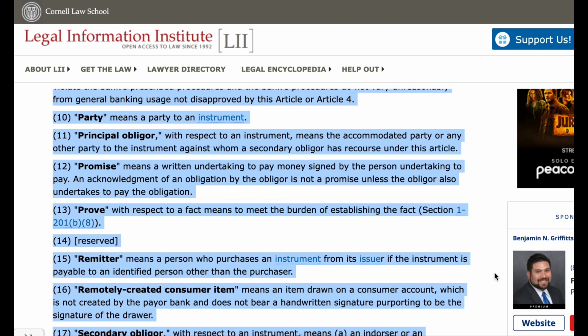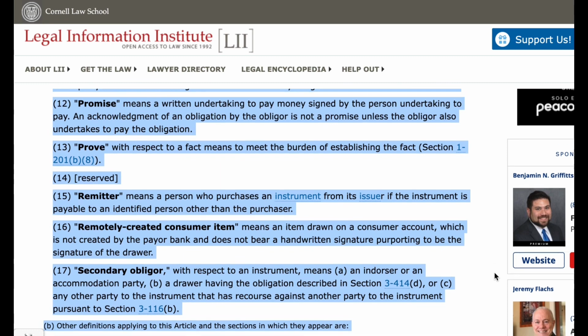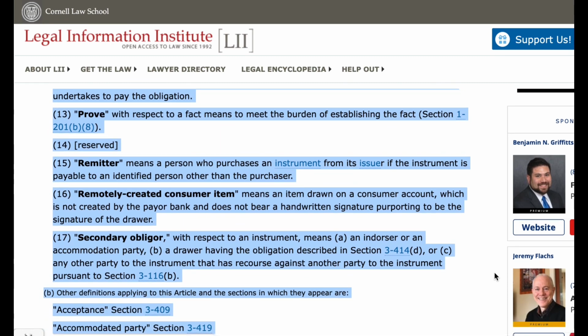Section 1201, B. 8. 14. Reserved. 15. Remitter means a person who purchases an instrument from its issuer if the instrument is payable to an identified person other than the purchaser. 16. Remotely created consumer item means an item drawn on a consumer account, which is not created by the payer bank and does not bear a handwritten signature purporting to be the signature of the drawer.